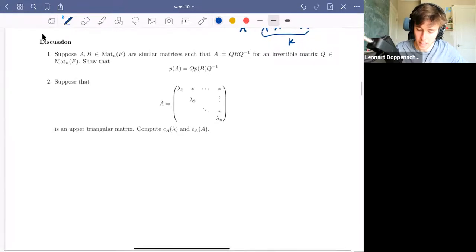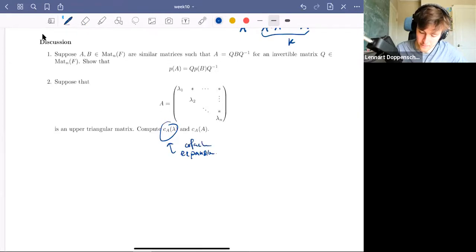Suppose that A is upper triangular. First of all, compute the characteristic polynomial, and you have to do some cofactor expansion. And then apply this characteristic polynomial to A itself, the one that you found in the previous step.